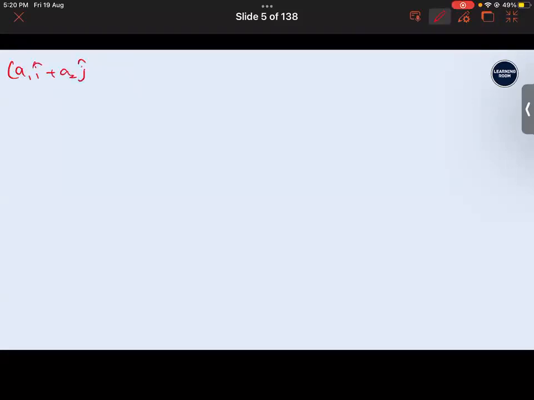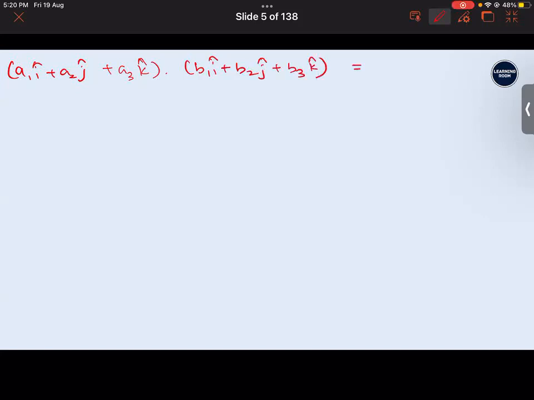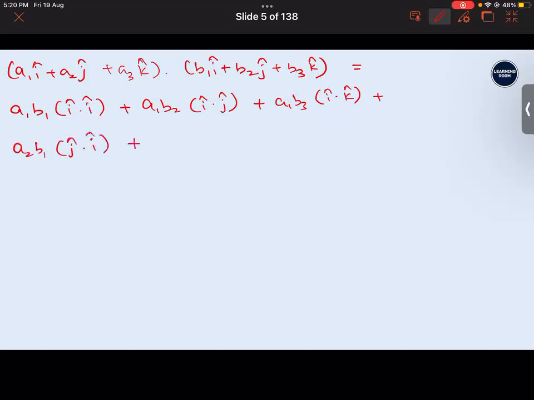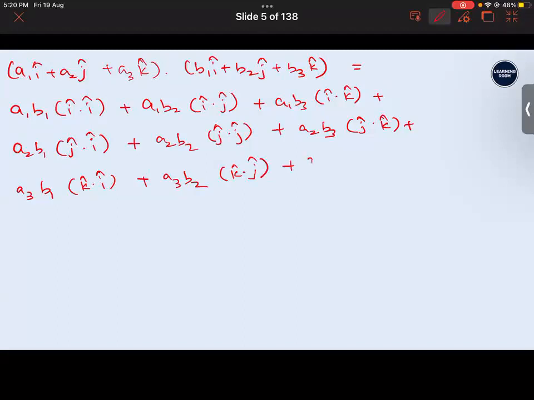A1 I cap plus A2 j cap plus A3 k cap dot B1 I cap plus B2 j cap plus B3 k cap is equal to A1 B1 into I cap dot I cap plus A1 B2 into I cap dot j cap plus A1 B3 into I cap dot k cap plus A2 B1 into j cap dot I cap plus A2 B2 into j cap dot j cap plus A2 B3 into j cap dot k cap plus A3 B1 into k cap dot I cap plus A3 B2 into k cap dot j cap plus A3 B3 into k cap dot k cap.